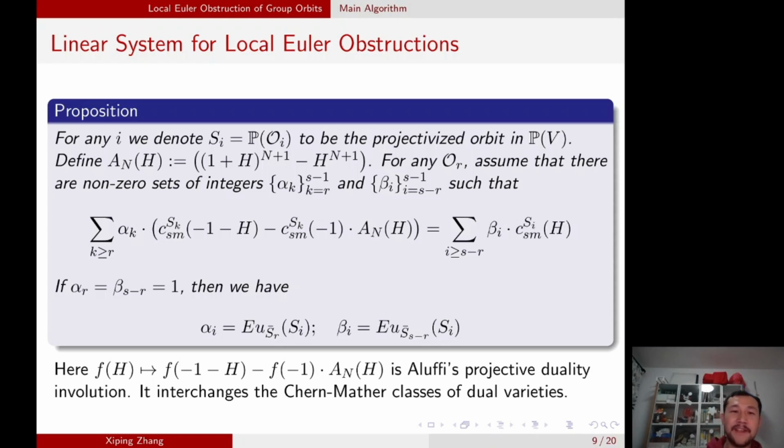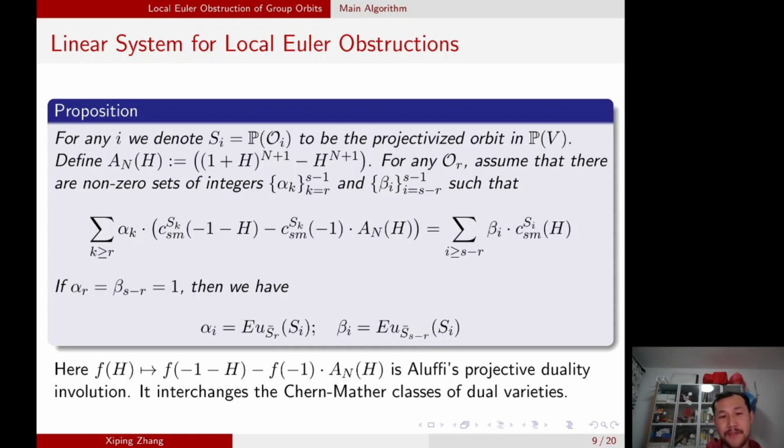By a linear system here, we mean that, notice this is actually an equality of polynomials. So if you look at the coefficient of H, this gives you a linear system. And we actually prove that the solution space of this linear system is of dimension 2. So if you set the initial values of alpha R and beta S minus R to be 1, then these local obstructions are the only solution here.